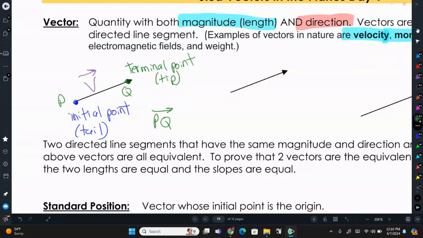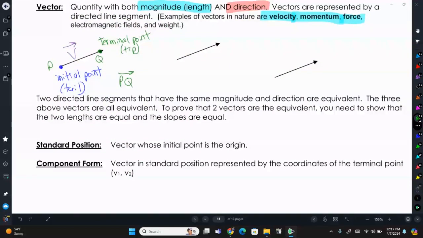So just like in geometry, how there are different ways to name lines and rays, there are different ways to name vectors. And if you think about it, a vector is basically what a ray was in geometry. A ray had a starting point and it was going forever in one direction. And that's what these vectors look like too.